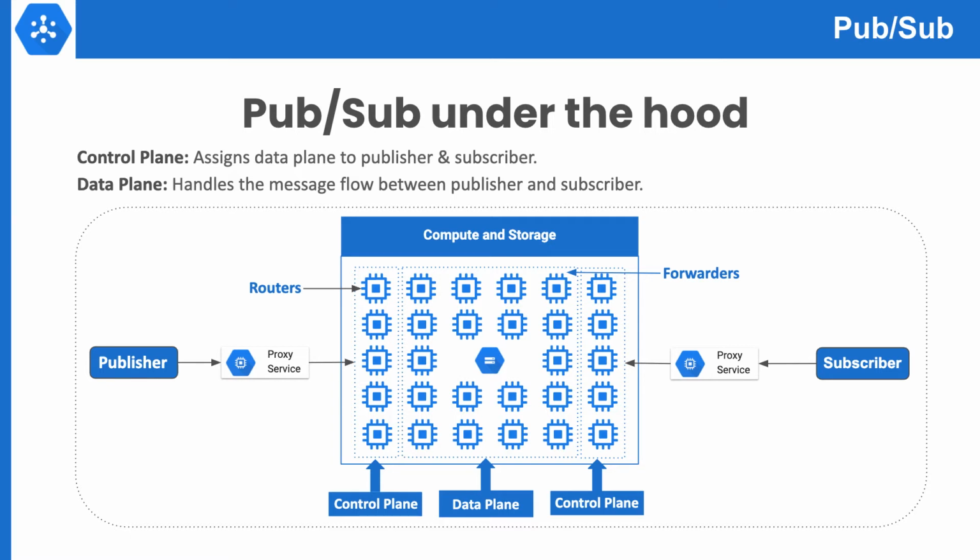The servers in the control plane that connect to the publishers are called publishing routers, while those that connect to the subscribers are called subscribing routers. The same is true for data plane. Servers in the data plane that connect to the publishers are called publishing forwarders, while those that connect to the subscribers are called subscribing forwarders.